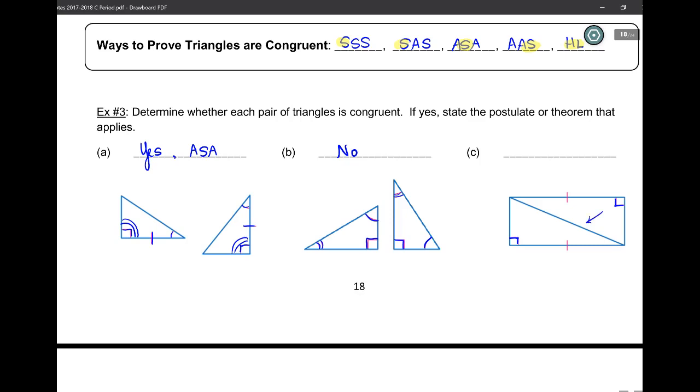Okay, for C, I see that we have right angles, and if you look directly across from that, we have the hypotenuse. Now, the hypotenuse happens to be a side that is shared. And then we have two corresponding legs congruent. So this is actually hypotenuse leg.